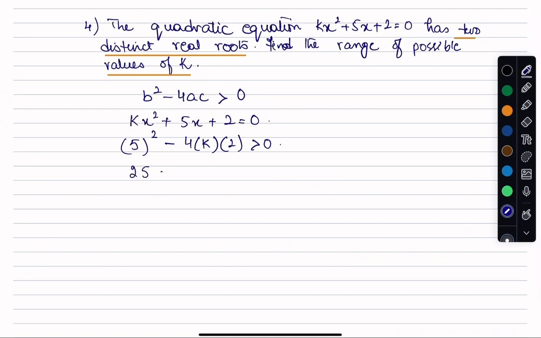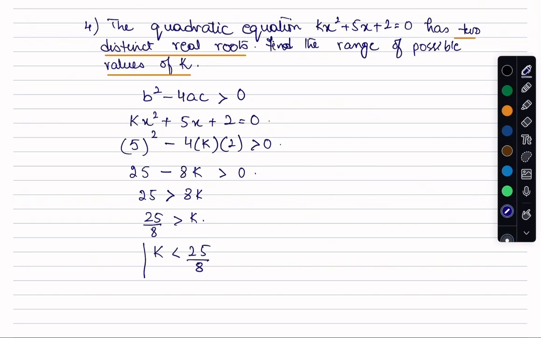Or I can say it's 25 minus 8k, which should be greater than 0. Or 25 greater than 8k, or 25 by 8 is greater than k. Therefore, k should be less than 25 by 8. So this is the range of values of k for which the quadratic curve will have two distinct real roots.